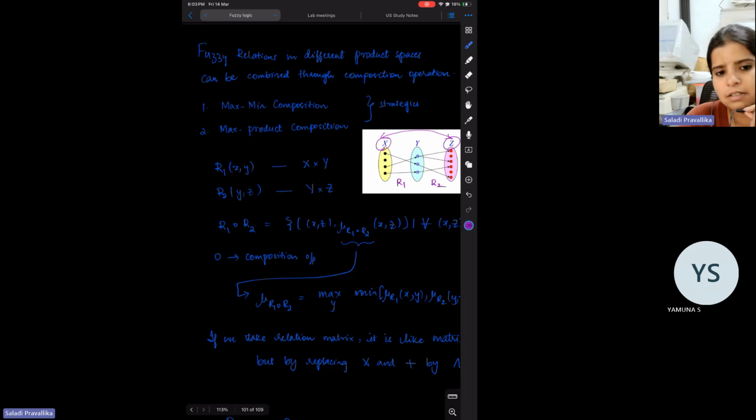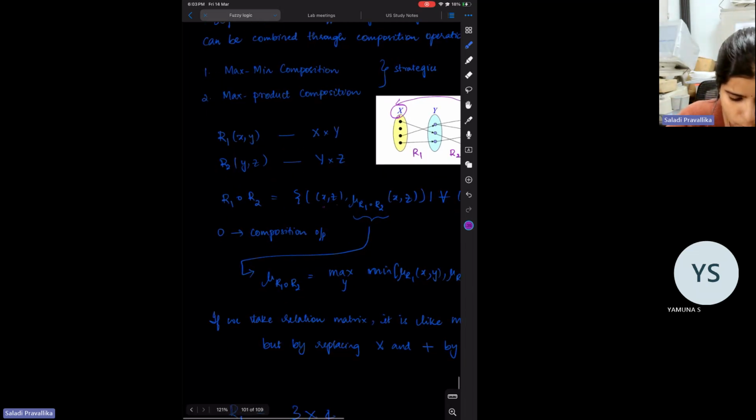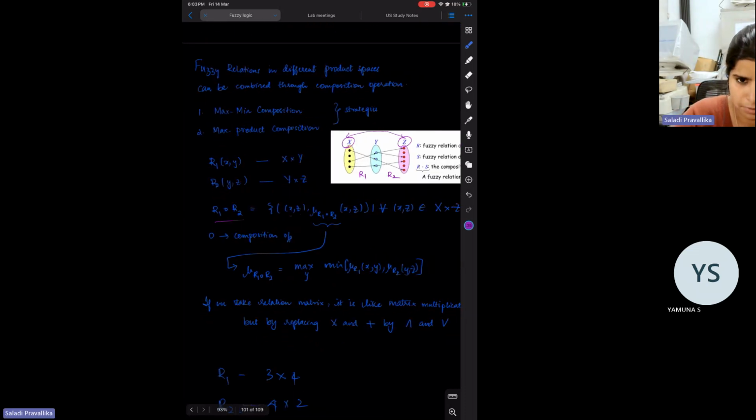Okay, let us say R1 is the relation between X and Y, and R2 is the relation between Y and Z. So in order to get the composition of R1 and R2, we represent it as (X, Z), because in the end we want to get the relation between the spaces X and Z. So the membership value is going to be (R1 ∘ R2)(X, Z). This ∘ is nothing but the composition operator. I hope till here it's clear.